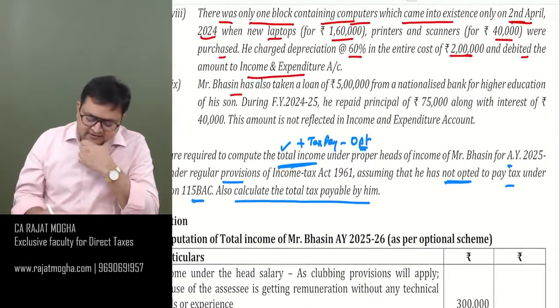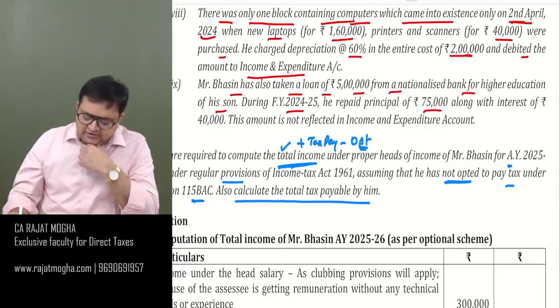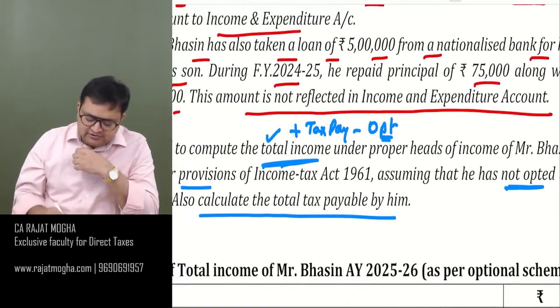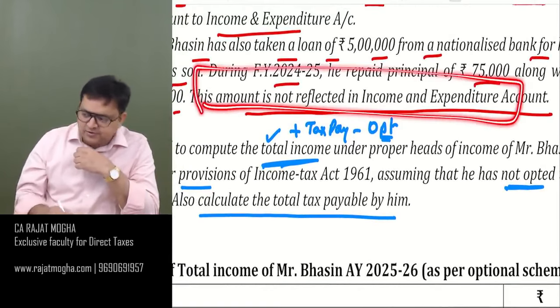Okay, Mr. Basin has also taken a loan of 5 lakh from a nationalized bank for higher education for his son. During the financial year, he paid interest of 75,000 along with 40,000 interest. This amount is not reflected in the income and expenditure account. See, this is important. This amount is not reflected in the income and expenditure account.